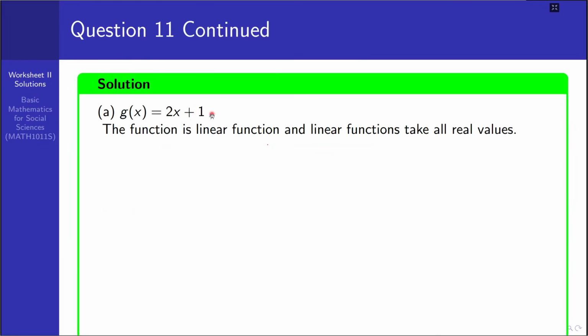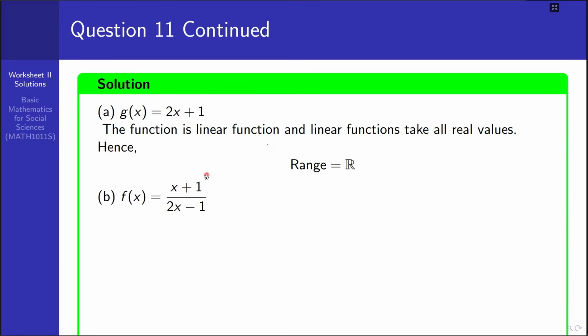Therefore, the function is a linear function, and linear functions take all real values, or they are one-to-one and onto functions. Therefore, the range could be the set of real numbers. The range is the set of real numbers, or every real number could be an image for at least one real number within the domain of the given function, since it is a strictly increasing function. B, f of x equal to x plus 1 over 2x minus 1 is given.